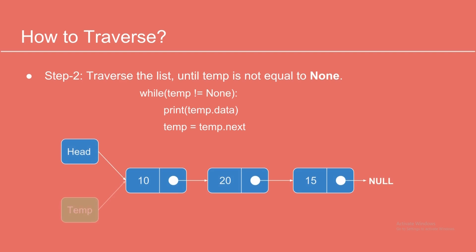Initially, temporary node refers to the node 10. Then to the node 20, and then to the node 15, and finally to none. Hence, we can stop the while loop now.